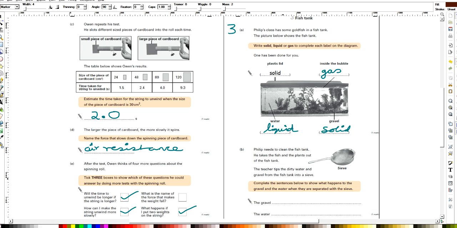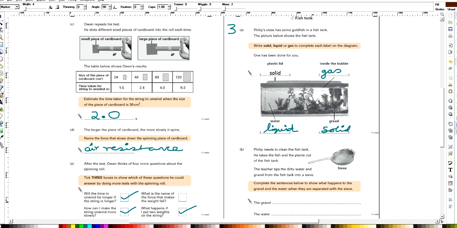Okay, excellent. Right. Philip needs to clean the fish tank. He takes the fish and the plants out of the fish tank. The teacher tips the dirty water and gravel from the fish tank into a sieve. This is a sieve. Complete the sentence below to show what happens to the gravel and the water when they are separated with the sieve.